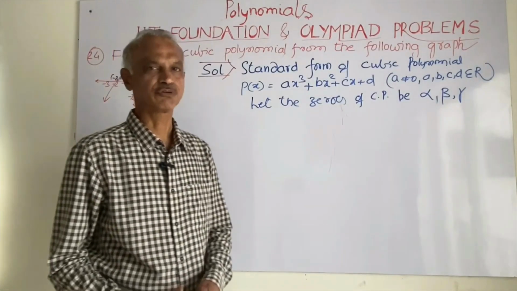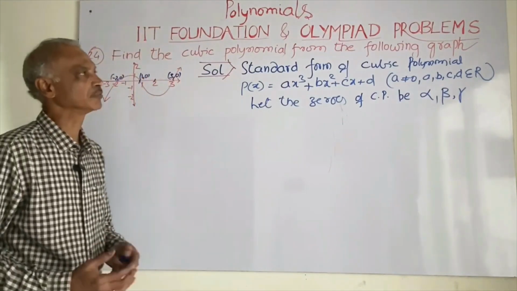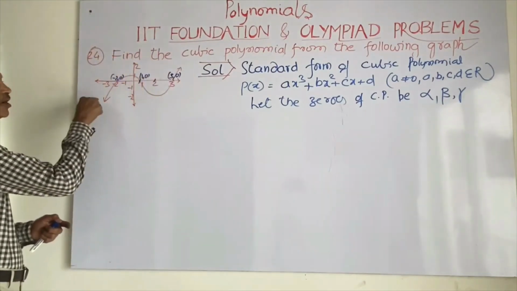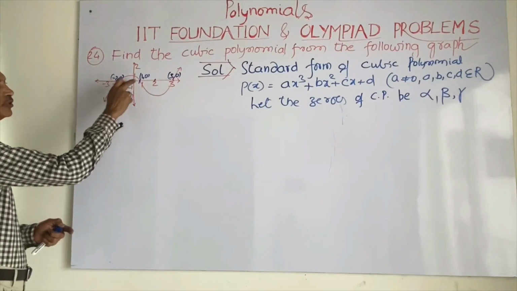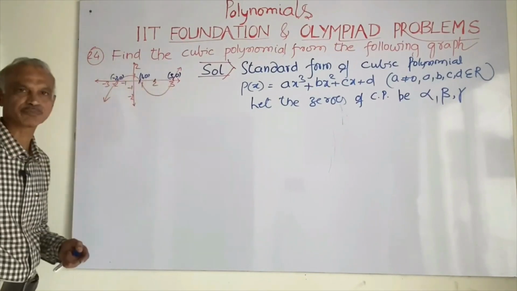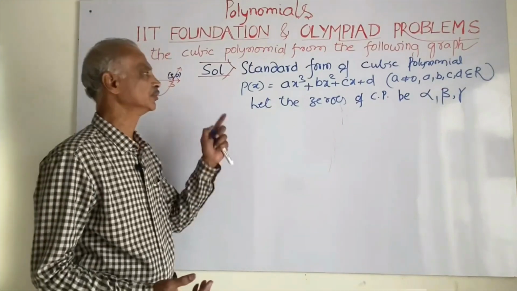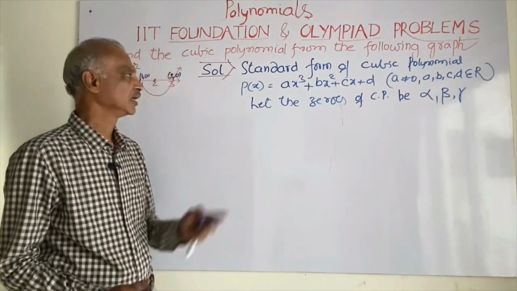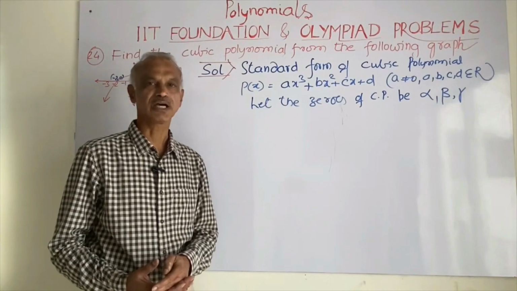Now the 24th problem. What is the 24th problem? Find the cubic polynomial from the following graph. The graph is given. It intersects the x-axis at (-2, 0), (1, 0) and (3, 0). What is the standard form of a cubic polynomial? You know, p(x) = x³ + bx² + cx + d. Let the zeros of the cubic polynomial be alpha, beta, gamma.